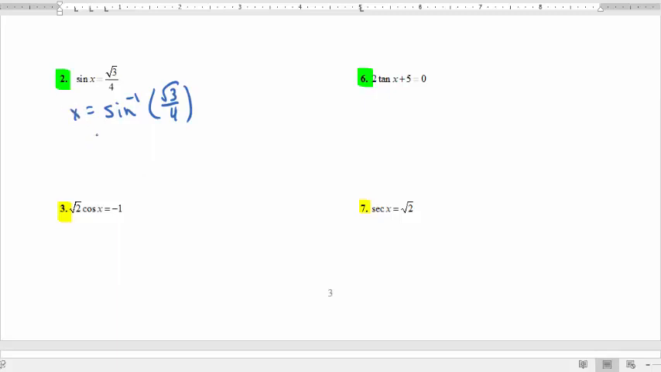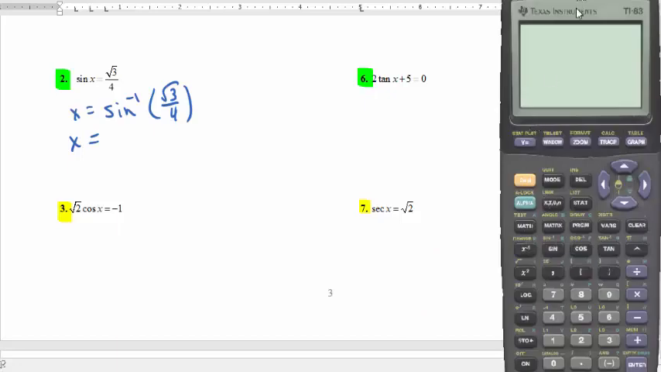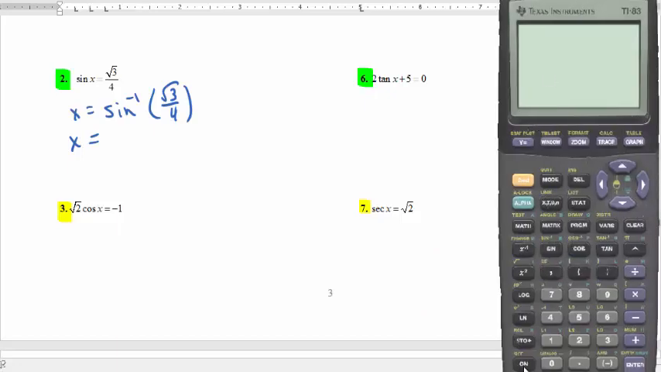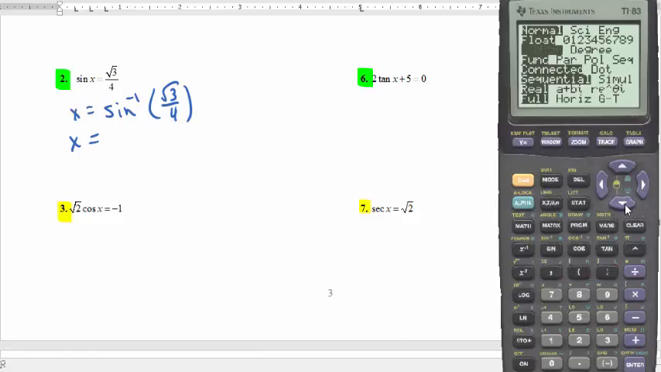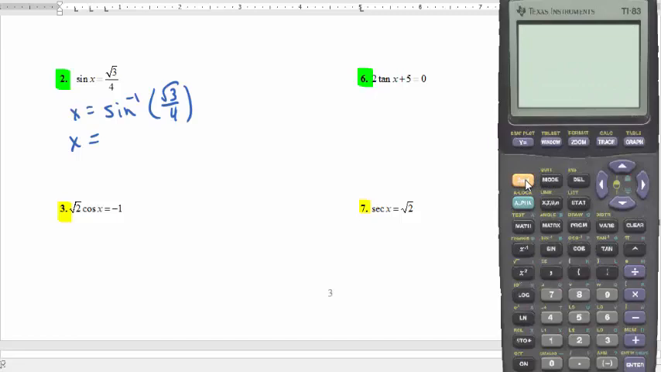So I'm just going to punch this in my calculator. When you do these, just make sure you are in radian mode, because we will deal specifically with radian mode. So you want to make sure that when you do mode, it says radian, right? Enter. Good. So I want to do second sine, which is the inverse sine, and then type in the square root of 3 divided by 4, and hit enter, and that gives me my angle.